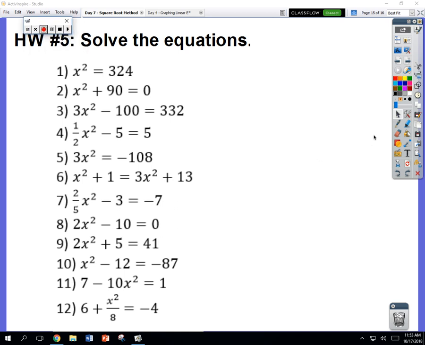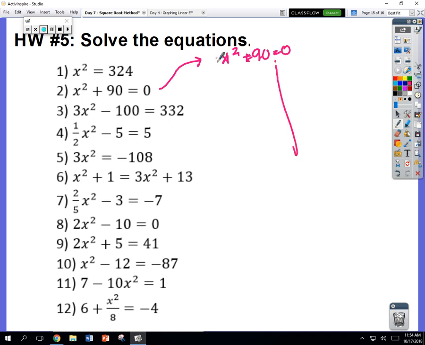Alright, so I'm going to do a couple practice problems on how to solve these using the square root method. So really you're just solving equations. That's all you're doing. Just getting x by itself. So let's start with, let's do number 2, x squared plus 90 equals 0. So I need to get x by itself.